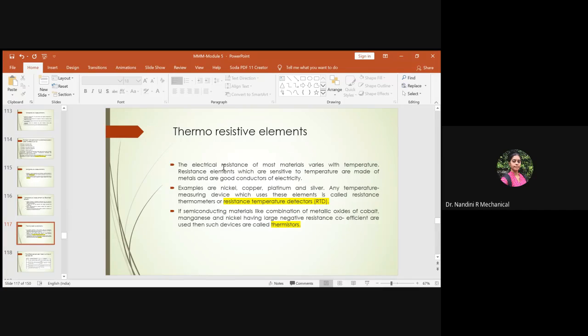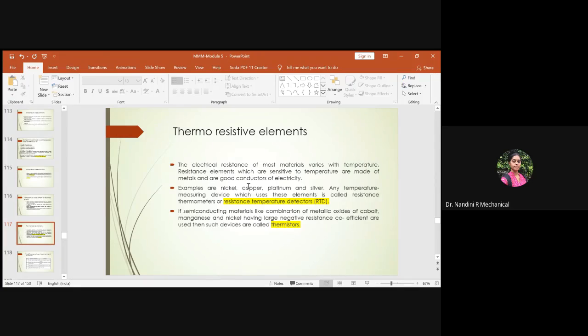These resistance elements which are sensitive to temperature are usually made of metals, and they are by default good conductors of electricity. So the elements will be purely metal. It is not like a semiconductor or a dielectric material. It will be a purely conducting material which shows good conductivity for the flow of electricity. Hence, when you speak about thermoresistive elements, always keep in mind they are made of metals and they are good conductors which allow full flow of electricity.